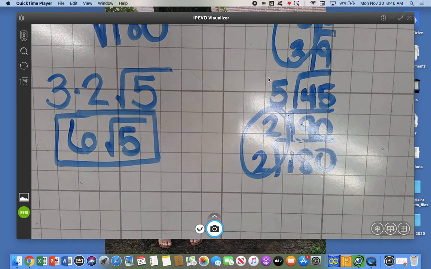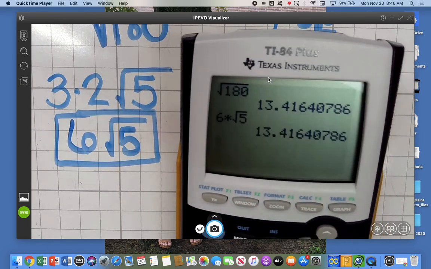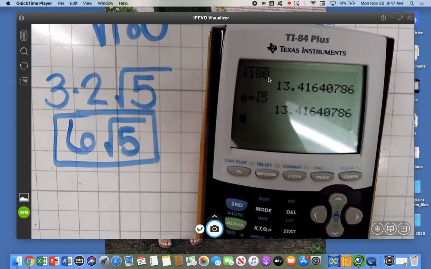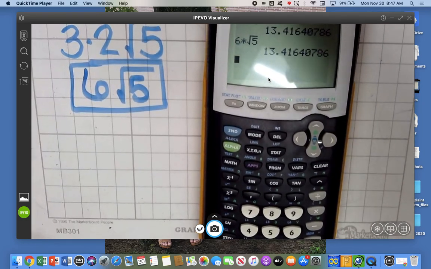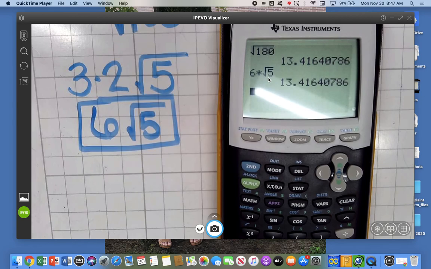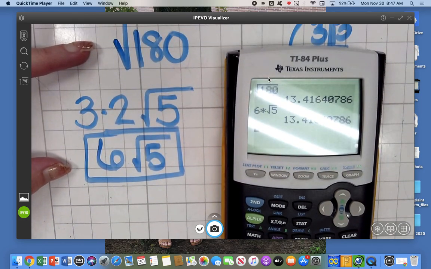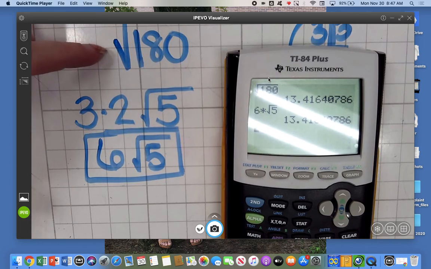I'm confused. Okay, so the decimal, and I know that's really hard to see. Yeah, I can see the 13.41. Okay, so when you type in the square root of 180, the decimal's 13.416. When you type in 6 square root of 5, you also get 13.416. Oh, okay. These two things are equivalent to each other. We're not changing the value, but whenever we break it down, it allows us to do other things later on math-wise. It's just a skill that we need.